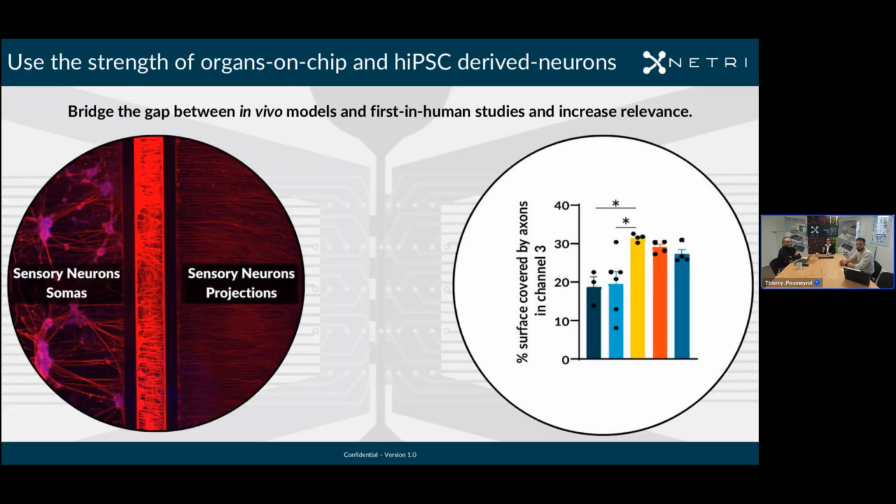And now I will explain a little bit more about this compartmentalization, really how you can separate not only cell types, but also the different compartments of the cells. And here you have the example of the sensory neuron, where you have the soma on one side and the projection in the other channels.